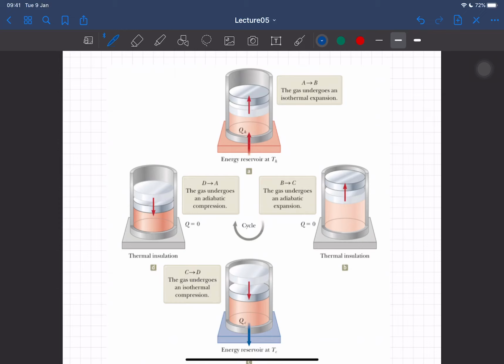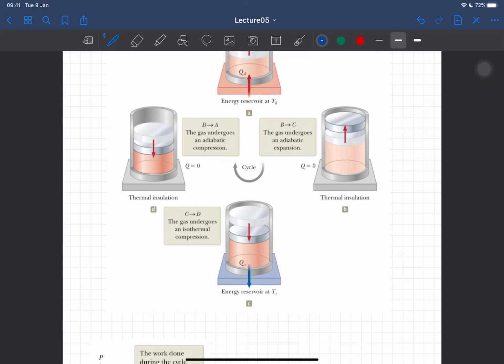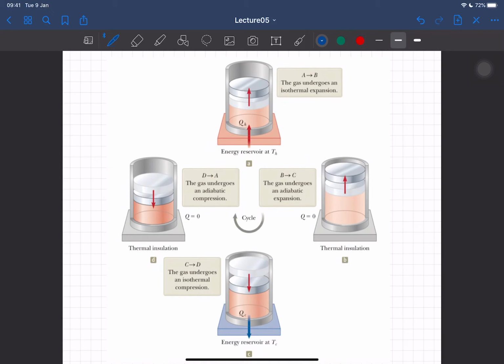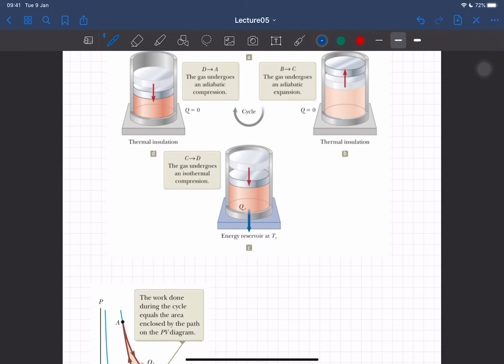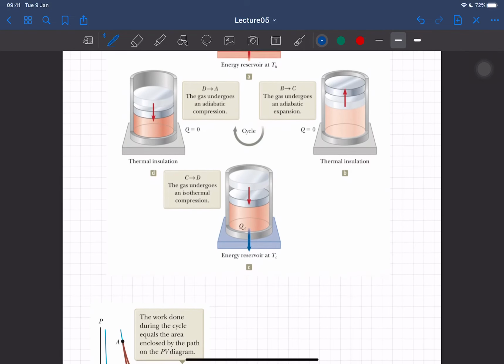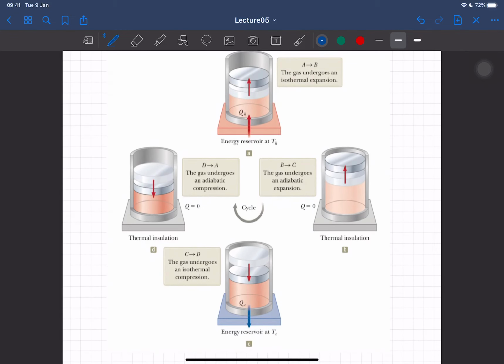Okay, a Carnot engine is the best we can do in terms of the engine efficiency. And just to say what's the most important thing about a Carnot engine, and then we're going to explain this diagram. So a Carnot engine operates between two temperatures, the hot temperature and the cold temperature.